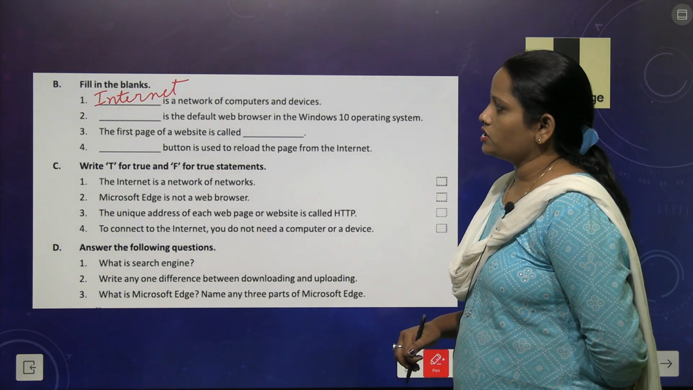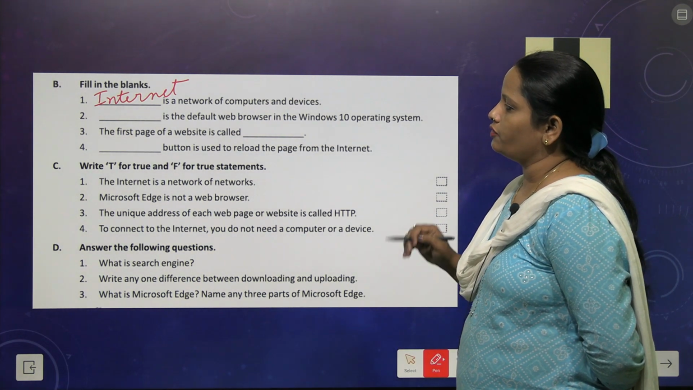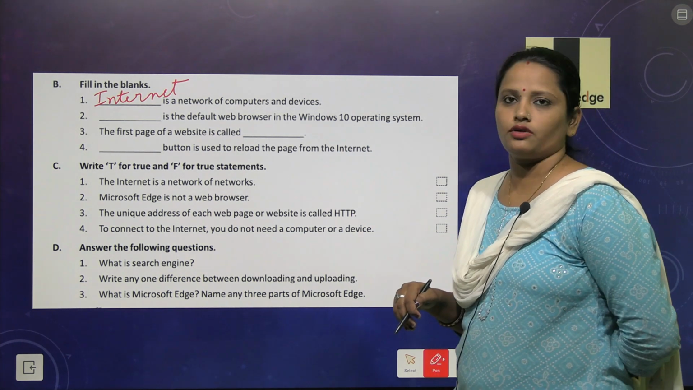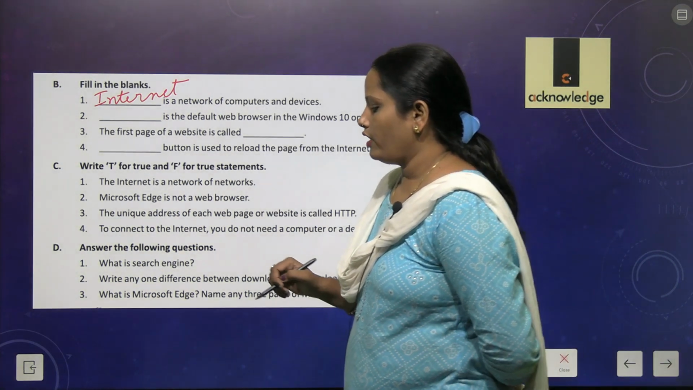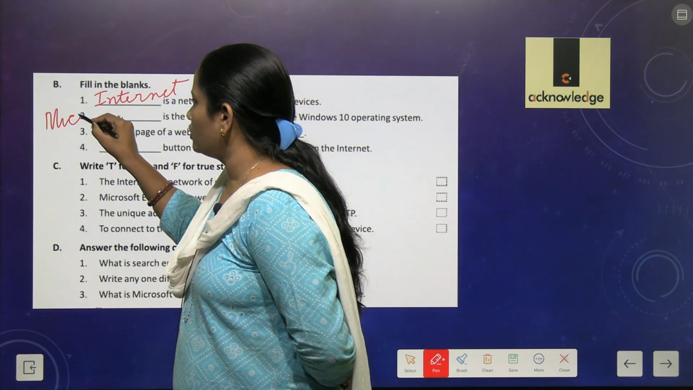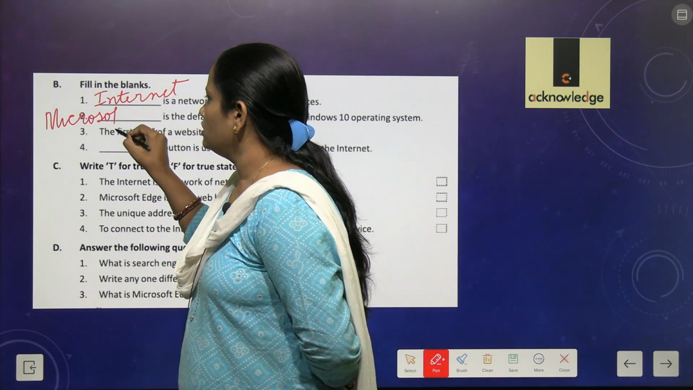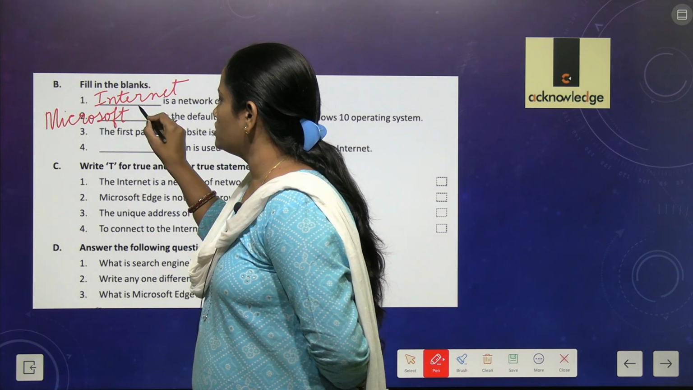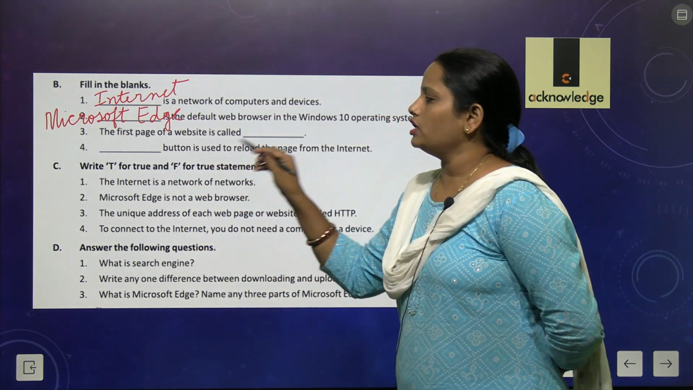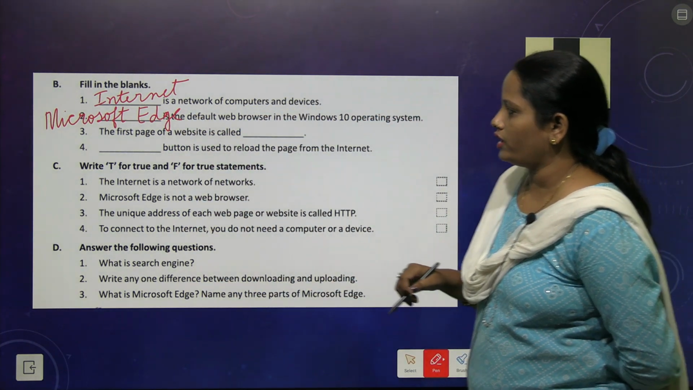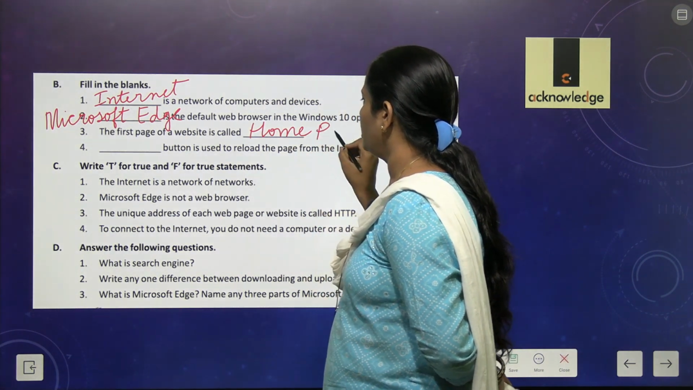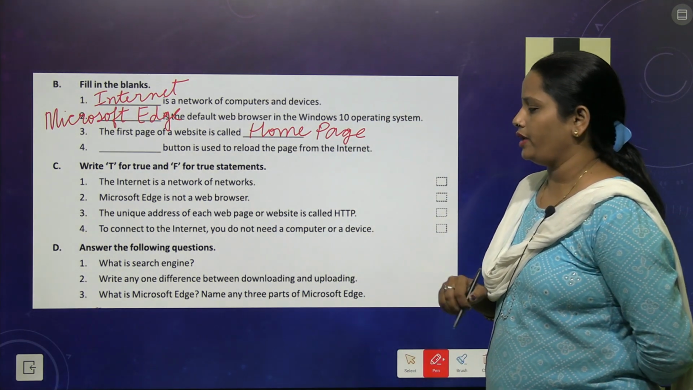Next question is, dash is the default web browser in the Windows 10 operating system. What is the default web browser? The default web browser is Microsoft Edge. The first page of a website is called, what is the first page called? It is called the home page.